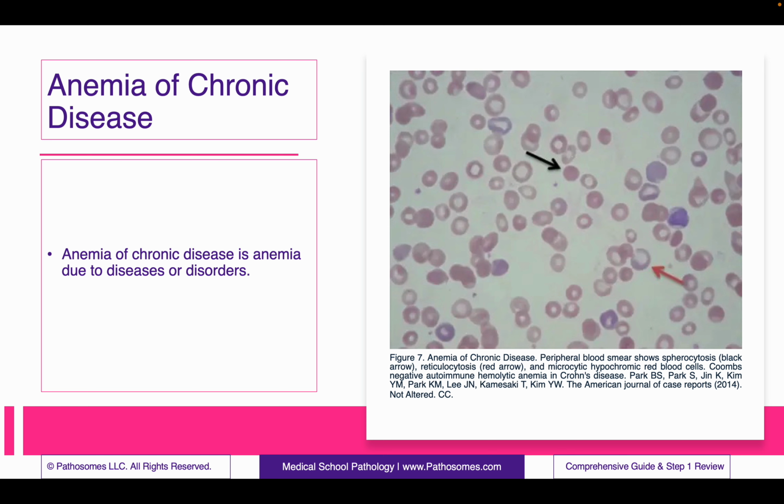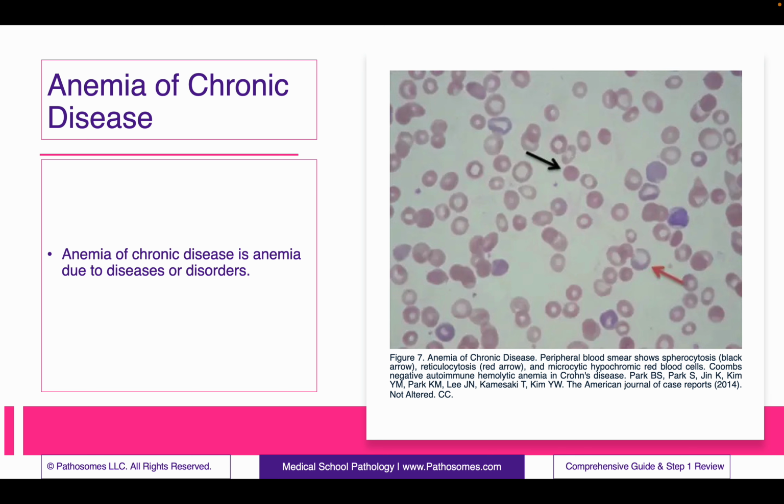Now let's talk about anemia of chronic disease. Anemia of chronic disease is anemia due to diseases or disorders. Here we have a peripheral blood smear that's showing spherocytes or spherocytosis with that black arrow. Note the lack of central pallor. And reticulocytes, look at the red arrow. Note that sort of bluish hue. You can see that in the reticulocytes.